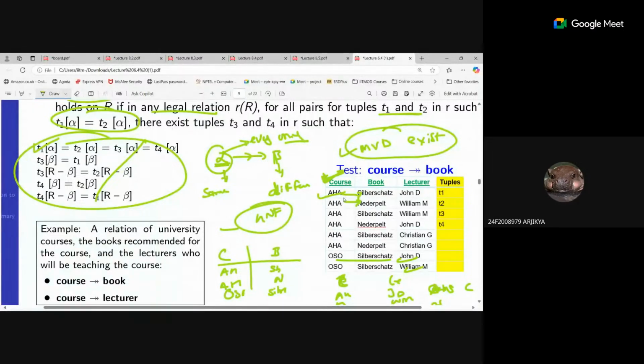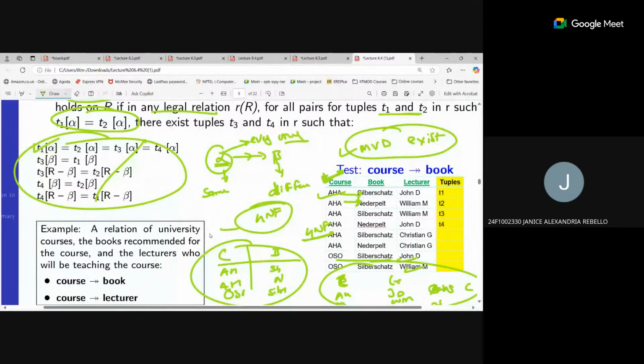Yes, sir, and it will be a natural join. But then your course is not the super key. The super key will be course and book. Now in this case, both tables are in 4NF, right? Yeah, this is the decomposed 4NF form that we had discussed earlier in the previous lecture.